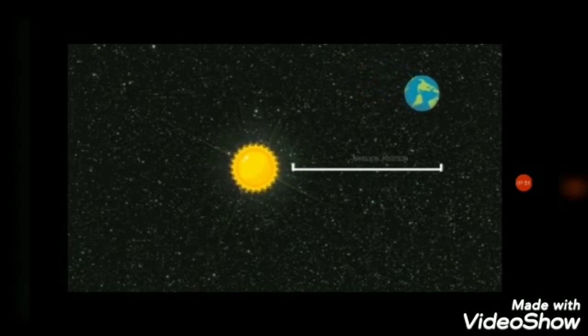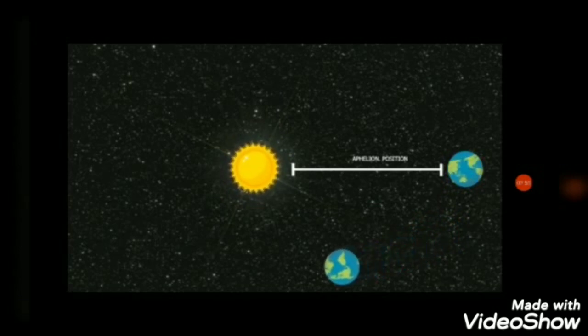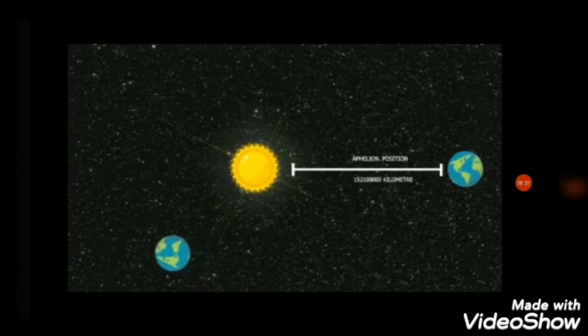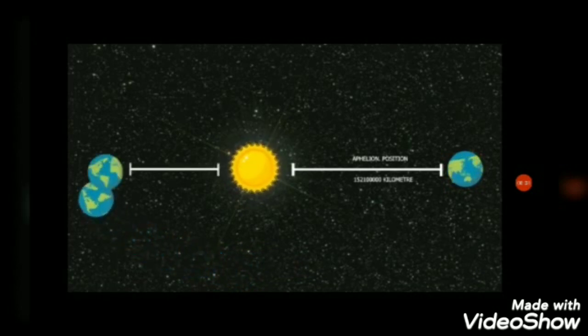During winter, Sun and Earth are farthest apart. This position is also known as aphelion. At this position, the distance between Sun and Earth is around 15 crore 21 lakh kilometers.